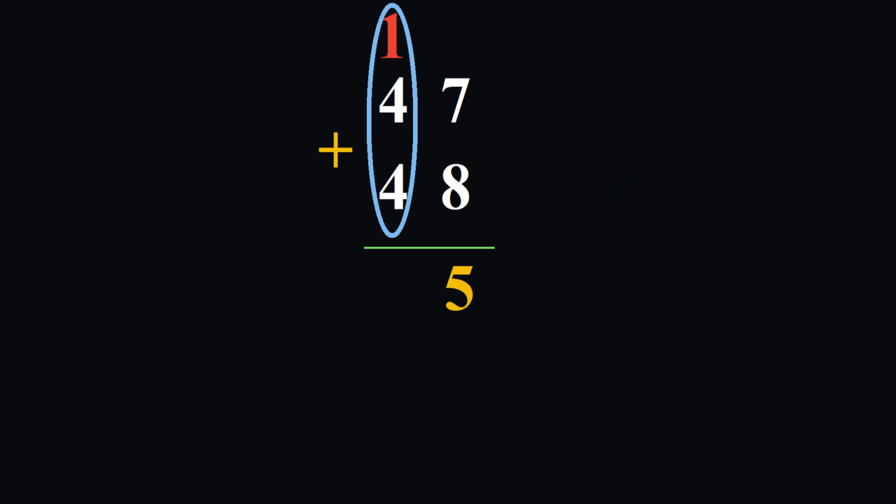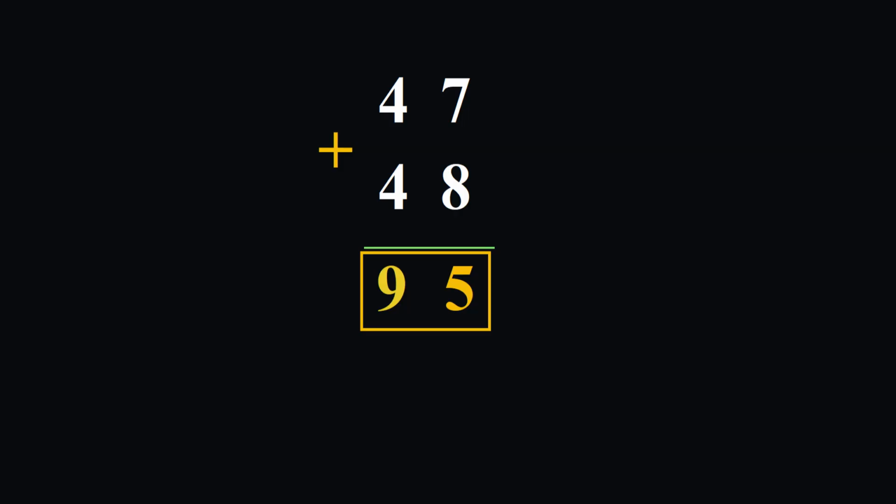Now we add the numbers in the tens place. 1 plus 4 equals 5. We need to add 4 more, which gives us 9, right? 9 in the tens place. So 47 plus 48 equals 95. And this is our final answer to this problem.